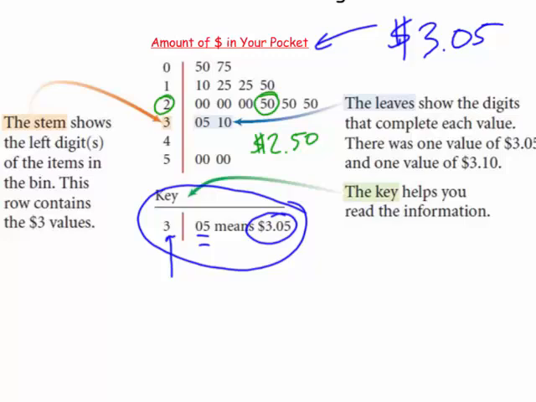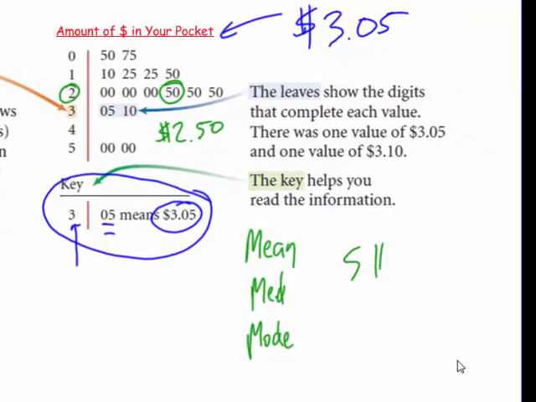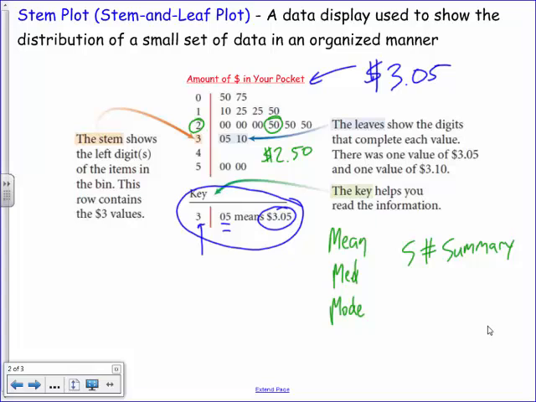And I can do all kinds of things with the stem-and-leaf plot. I could find our measures of central tendency. I could find like the mean, median, and mode. I could find our 5-number summary. There's all kinds of things I could do with this data. It's almost like a dot plot, but it represents it in a different way, a more visual way. Okay? So if you have any questions on how this works, make sure you ask me tomorrow. Otherwise, hopefully this is some review for you.